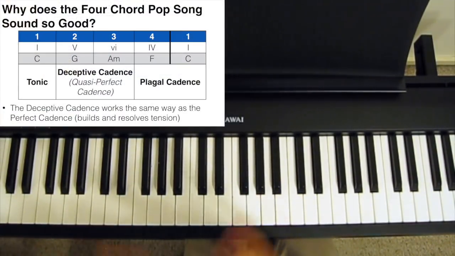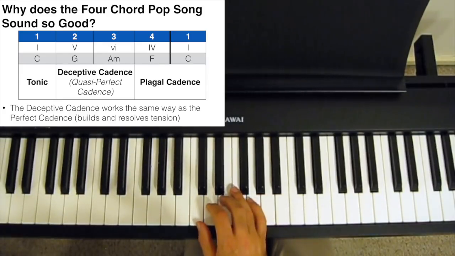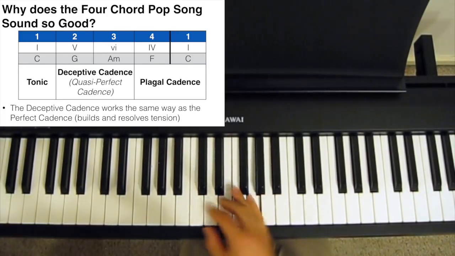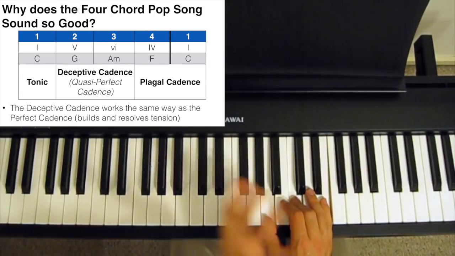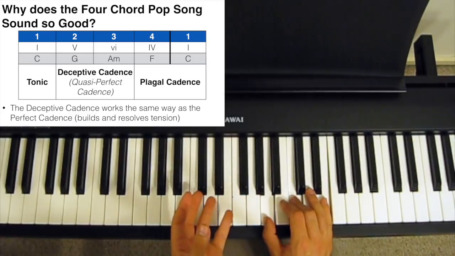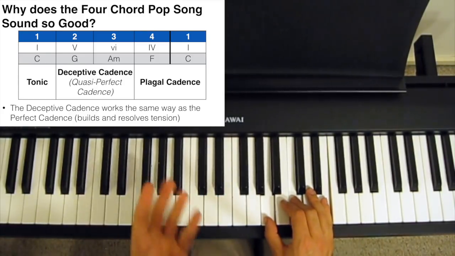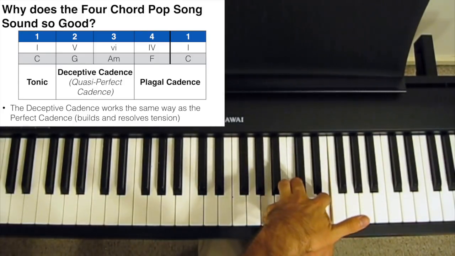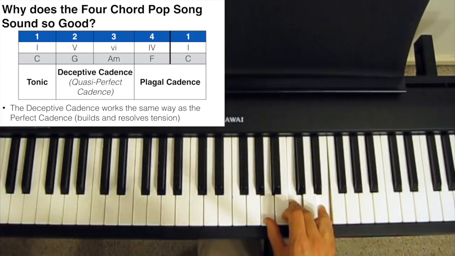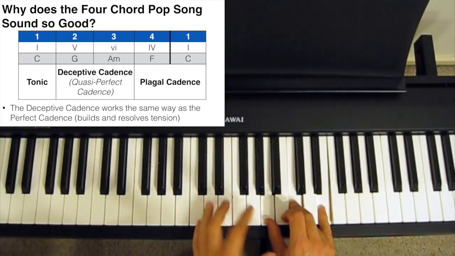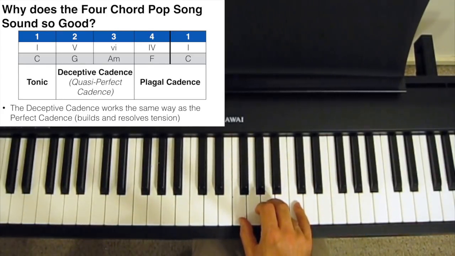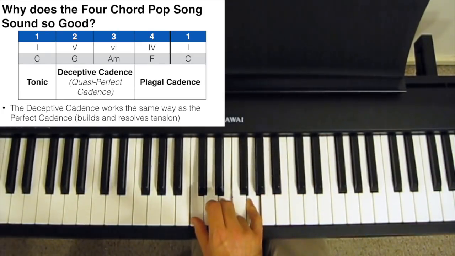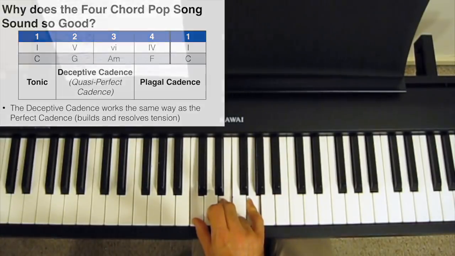Now if we swap the 6 chord back in, we have the tonic chord, then a 5, 6, which is a deceptive cadence, but it's still effectively functioning like a perfect cadence. It's working the same way because that A minor chord is a substitute. It's very similar to the C major. And then we continue on and have our plagal 4-1 cadence at the end.